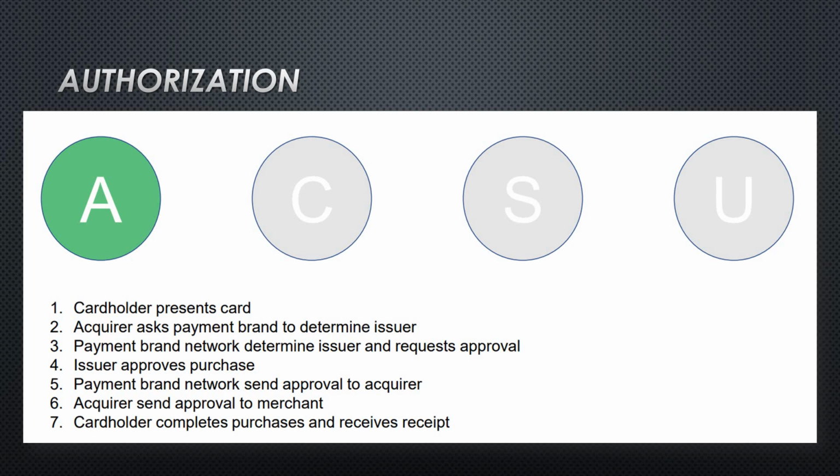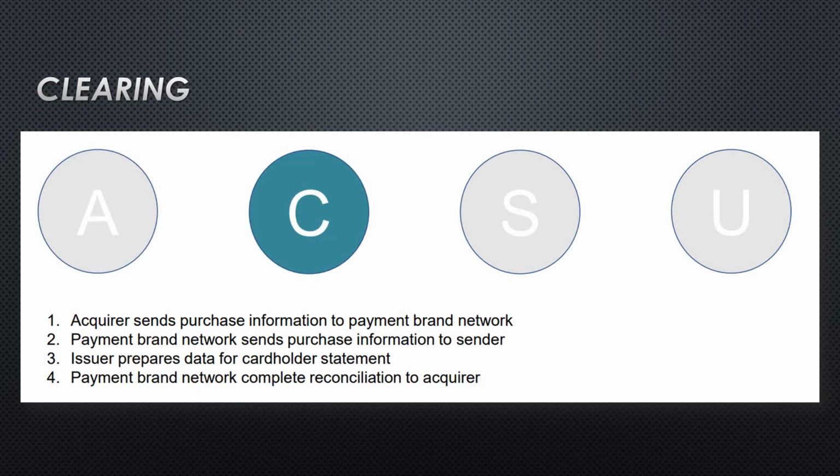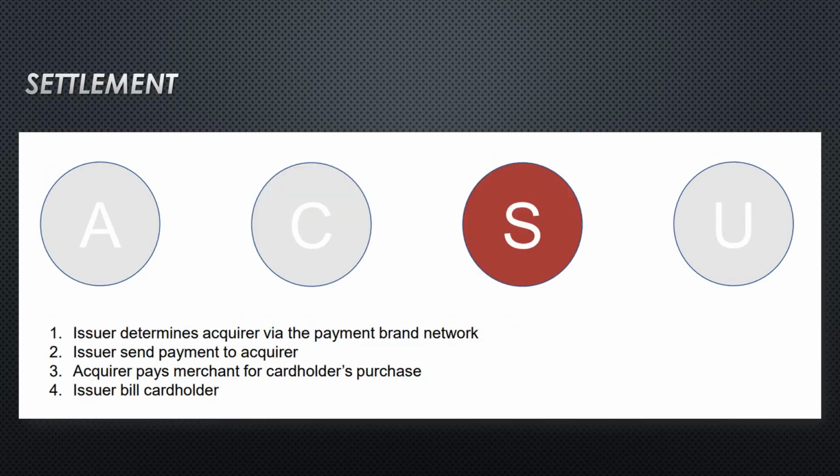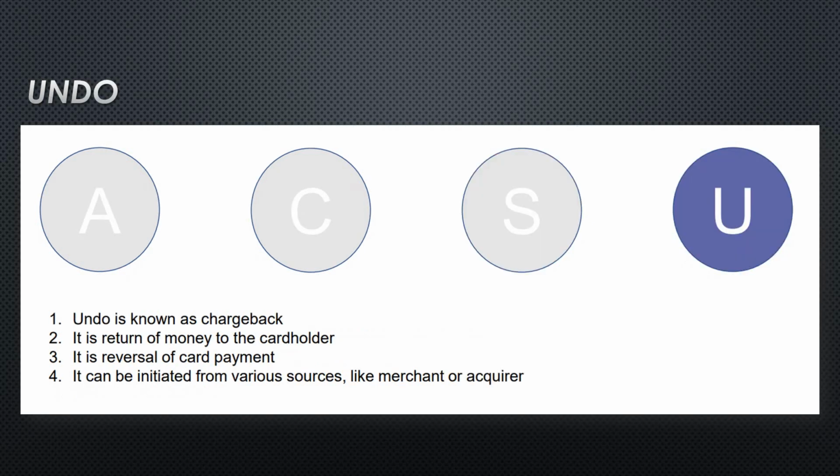First, there is authorization, where both the issuing and acquirer banks are authorized. Then there is the clearing, and then there is the settlement, where the payment is settled and the bill is issued to the client. And after all, there is always an option of the undo. Undo is utilized when the client has changed their mind or wants to return something after the payment. In this case, there is a chargeback and the payment is returned to the client's account.